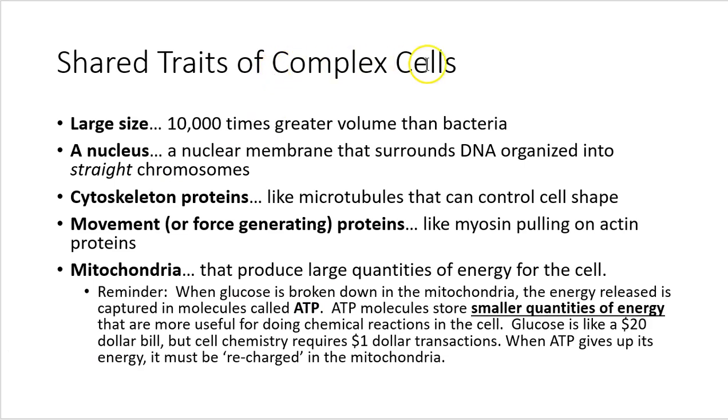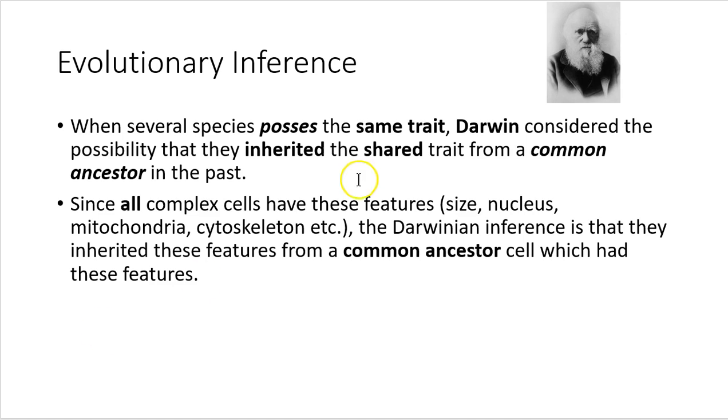Now, the fact that all complex cells have all of these features suggests a Darwinian inference. When several species possess the same trait, Darwin considered the possibility that they inherited the shared trait from a common ancestor in the past. Since all complex cells have these features, size, nucleus, mitochondria, cytoskeleton, etc., the Darwinian inference is that they inherited these features from a common ancestor cell which had these features. And in future lessons, we'll try to figure out how that ancestor cell came to be from its bacteria ancestors.